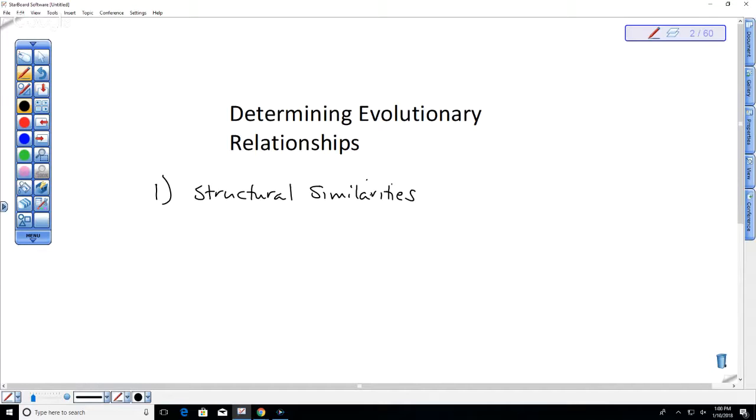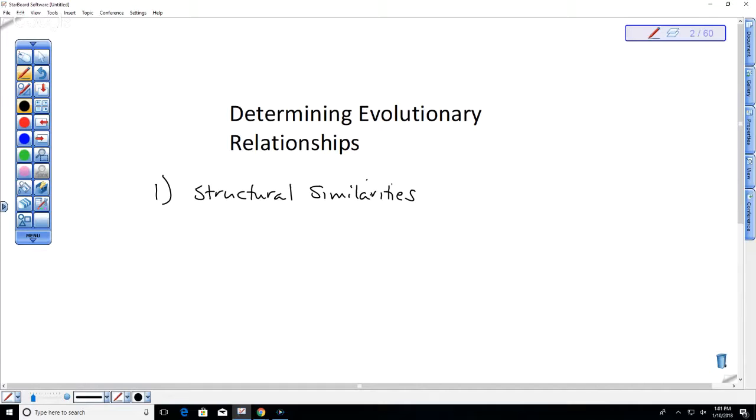So this could be like the structure of the skeleton, maybe the structure of the arms. In mice, it could be the teeth, the structure in the teeth. And actually, a lot of times when we're trying to determine closely related species of mammals, we might look at one structure that seems to vary between species, the os penis or the baculum, which is the structure in the male that gives the rigidity to the penis. So that might be something that we would look at to determine similarities.